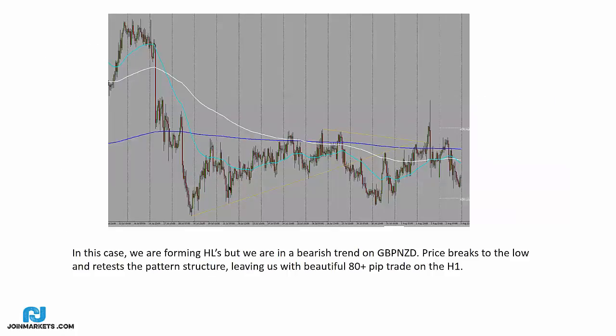So here we have an ascending triangle. In this case, we're forming higher lows, but we're in a bearish trend on GN. Price breaks to the low and retests the pattern structure, leaving us with a beautiful 80 pip trade on the 1 hour. So what do we mean by higher lows? Here we have our ultimate low. We have a higher low here. So we have a low, higher high, higher low, higher high, higher low, higher high.